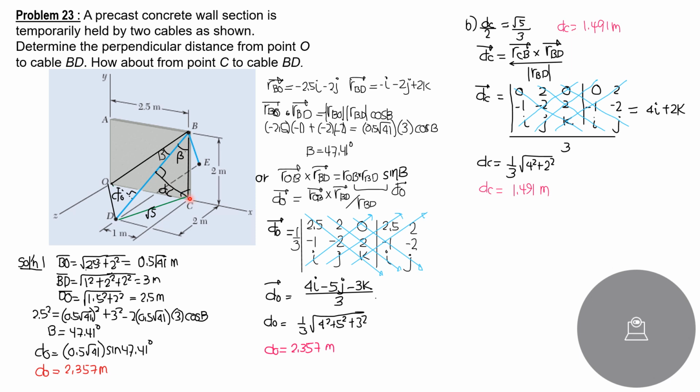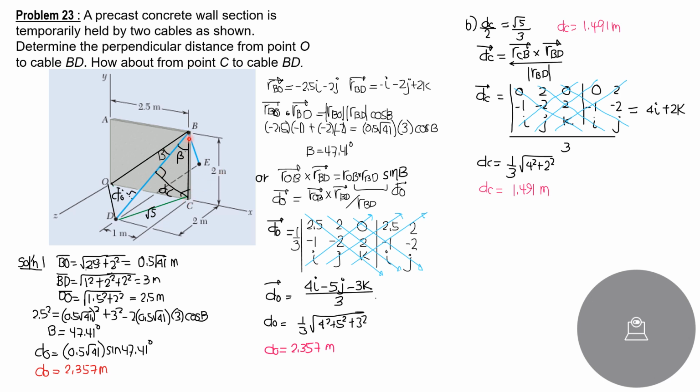And if we draw a line from C to BD, perpendicular to BD, then we form similar right triangles. So I'll just use the similar triangles approach. You can solve this in the same manner as I solved part A. So by similar triangles, we have the opposite of beta to the hypotenuse of the right triangle. So the opposite of beta is d sub c, and the hypotenuse is 2 meters.